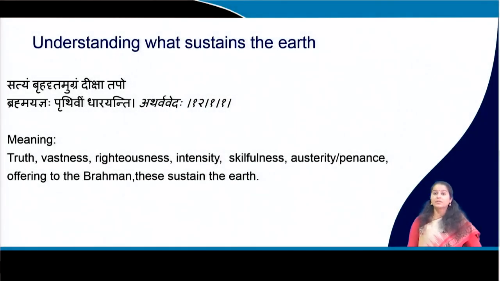Let's look at what the Atharva Veda says on the qualities that sustain the earth. It says Satyam brihad ritam ugram diksha tapaha brahmayajnyaha prithivim dharayanti. This dharayanti could also lead to the concept of dharma. What is the dharma that sustains the earth? What do these qualities in the Atharva Veda mean? Satyam, truth. What is it that would allow the world to continue in its best way? The knowledge of the ideals of things.